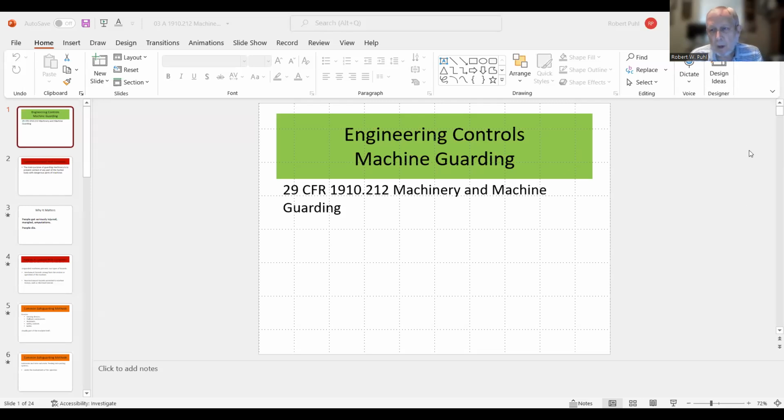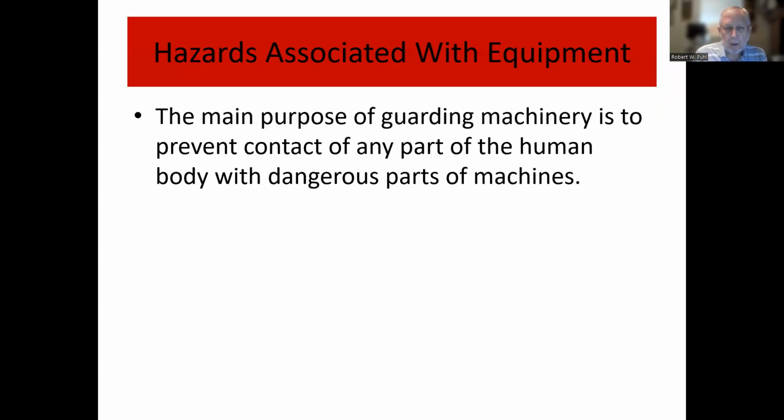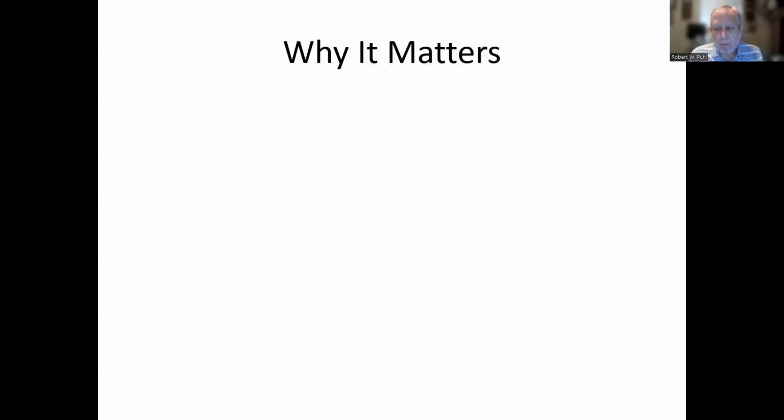So we're going to look at what OSHA says about guards. We're going to look at that from more than just one perspective. All right, engineering controls, machine guarding. 29 CFR 1910.212, machinery and machine guarding. We're going to talk a little bit about it. Hazards associated with equipment. The main purpose of guarding machinery is to prevent contact of any part of the human body with the dangerous parts of machines. And most machines have dangerous parts.